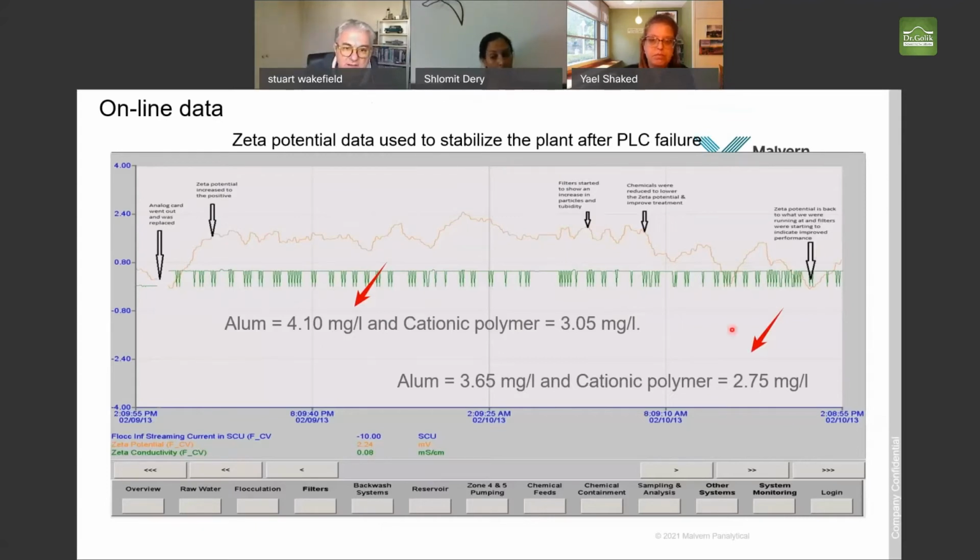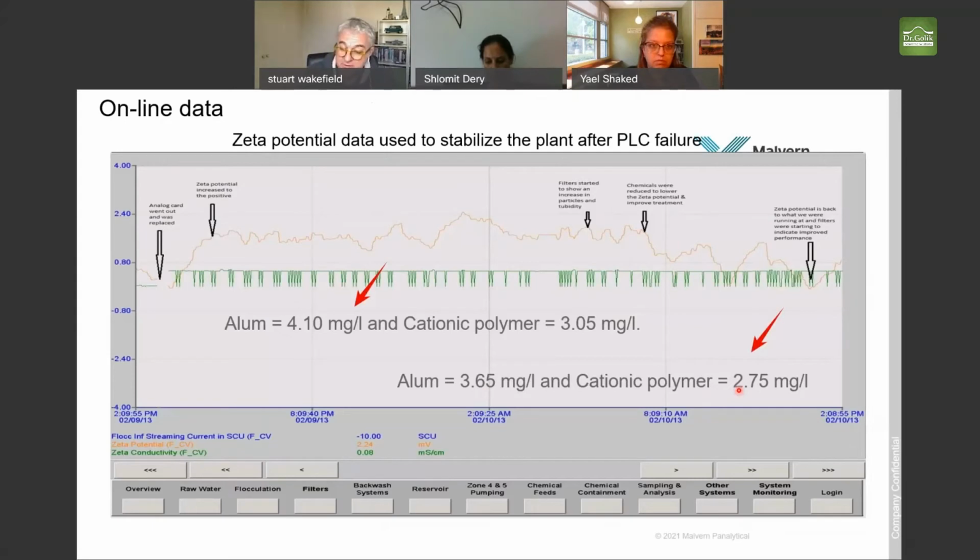But the thing to point out on this slide is that if we go from this point to this point here, you can see that typically they would have been adding about 4.1 milligrams per liter of alumina and about 3.05 milligrams per liter of cationic polymer. And by the end of this process event, which I think is over just maybe a 30-day period or perhaps even a bit less, they were able to achieve the same levels of flocculation, but with much less alumina, down to 3.65, and polymer down to 2.75.